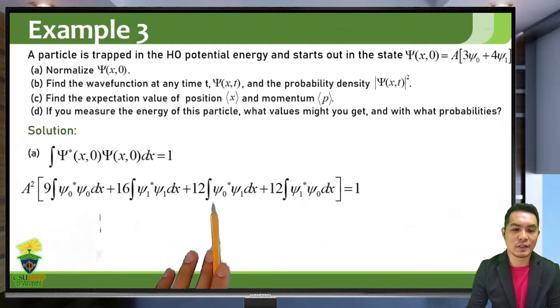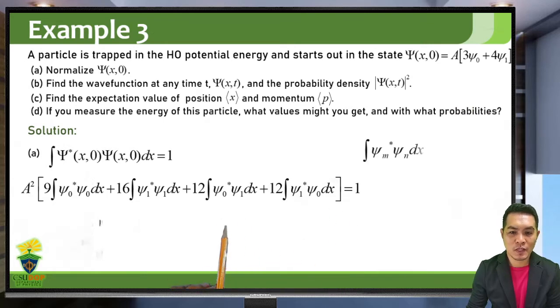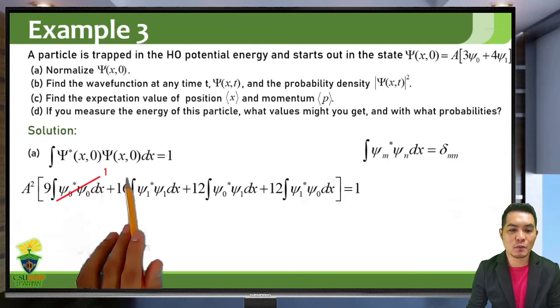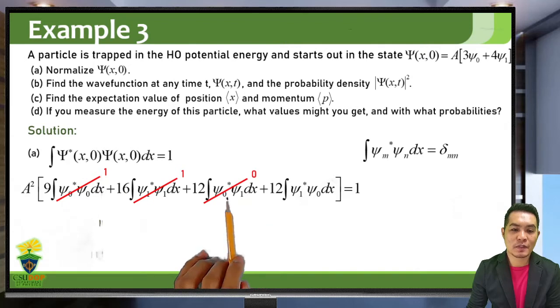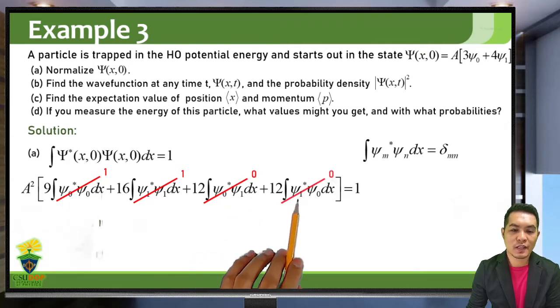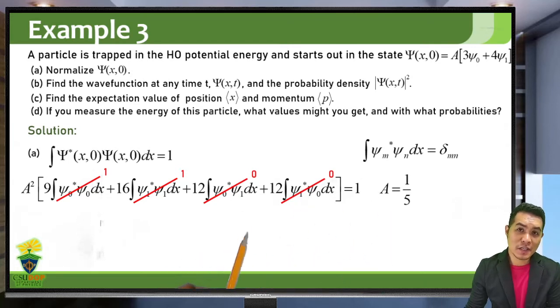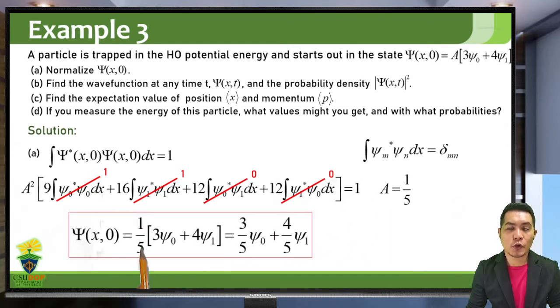Okay, so if you have this one, you have 4 integrals. So we invoke the orthonormality condition of the wave function. So this one is just equal to 1. This is also 1. This is 0 because the subscripts are not the same. And this is also 0. And you will get a normalization constant of 1 over 5. So therefore, your normalized initial wave function is given by this.